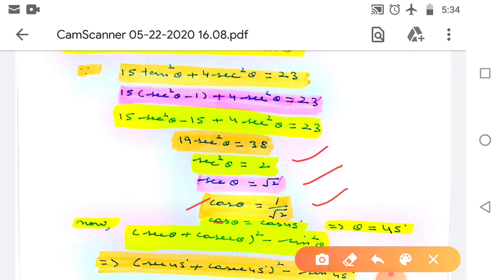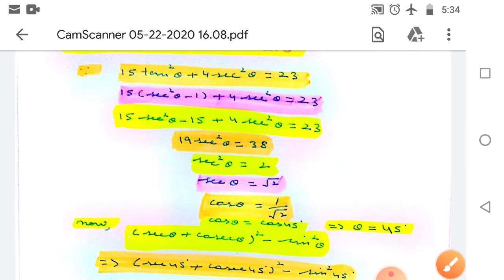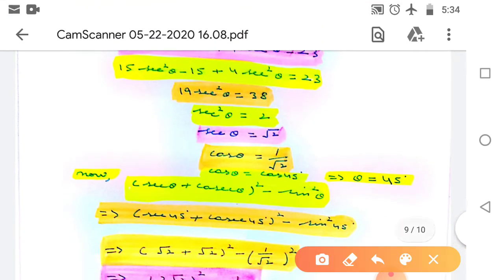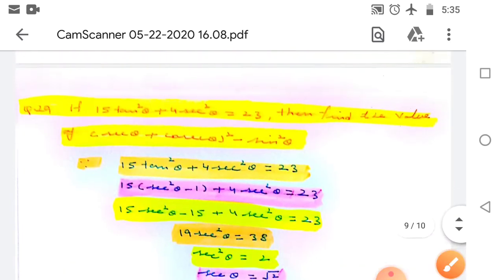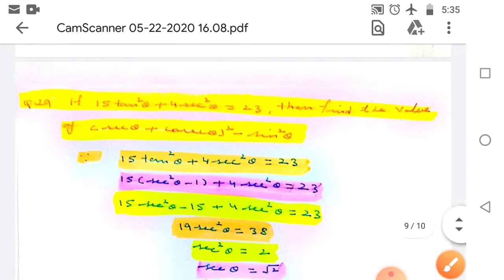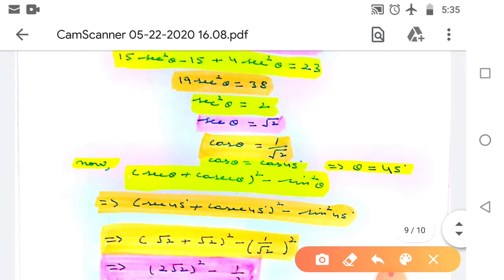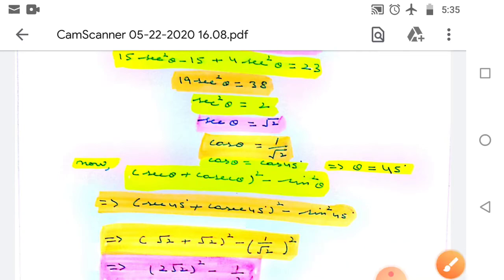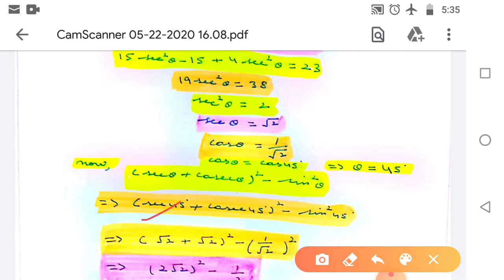And we know cos theta 1 by under root 2 means cos 45. So cos theta is equal to cos 45. Now you can compare the angles because on both sides we have the same trigonometric ratios. So theta is equal to 45. Now what we have to do in this is put the value of theta as 45. So this becomes sec 45 plus cosec 45 whole square minus sin square 45.